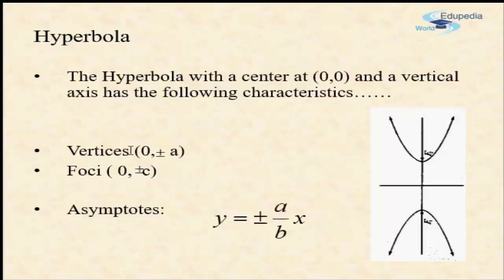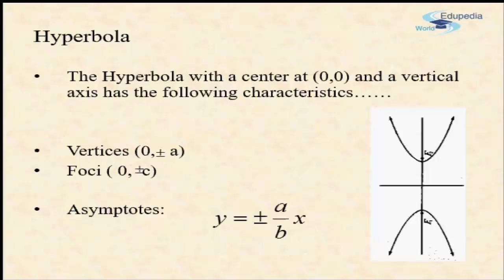As you can see over here, the vertex will be (0, plus minus a), because it will be on the y-axis, and the value of x on the y-axis is 0. So the vertex is going to be (0, plus minus a), and the foci are going to be (0, plus minus c). These points represent the foci, this point over here and this point over here, and the foci are the points that make up the definition of the hyperbola.